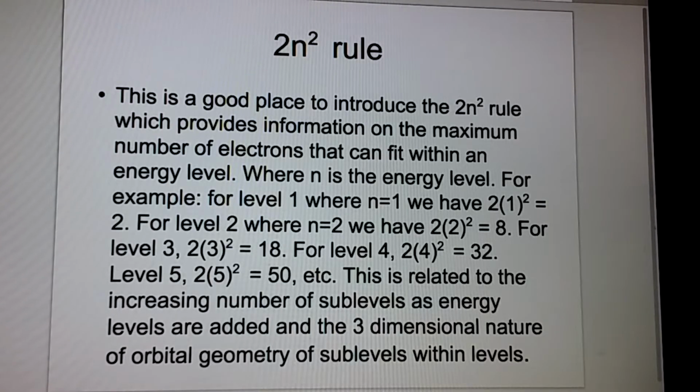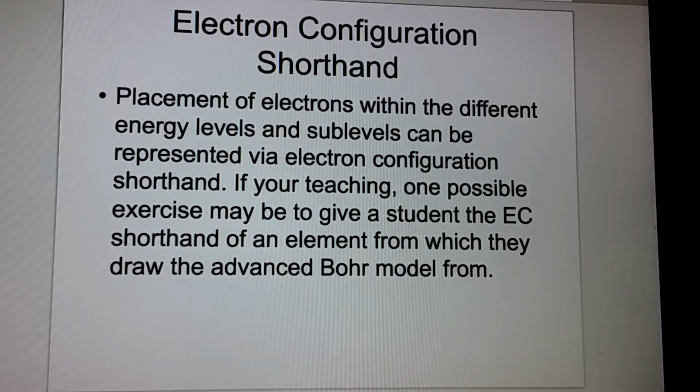This is related to the increasing number of sublevels as energy levels are added in the three-dimensional nature of orbital geometry, sublevels within levels. Electron configuration shorthand will be demonstrated and used as part of this. Placement of electrons within different energy levels and sublevels can be represented via electron configuration shorthand. If you're teaching, one possible exercise may be to give a student the EC shorthand element from which they draw the advanced Bohr model.